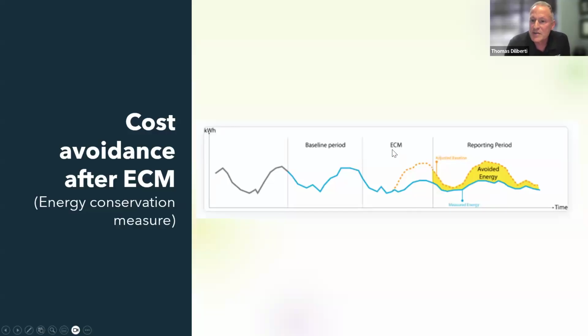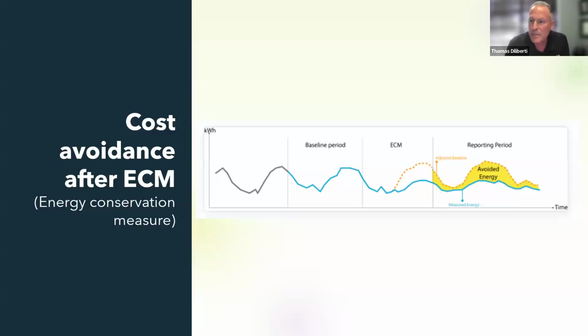The next window in this chart is where an energy conservation measure was added. Something changed about the buildings. Maybe you changed lighting, maybe you changed mechanical systems, but some event took place. And as you track the building, the blue line moving across the chart is suggesting the actual usage. And the orange dotted line above here is suggesting what you would have used had you not done the energy conservation measure. So the gap between the orange and the blue represents the avoided energy. And then you can quantify that and determine the fair value of that energy. That is what cost avoidance and energy avoidance is, pictorially.